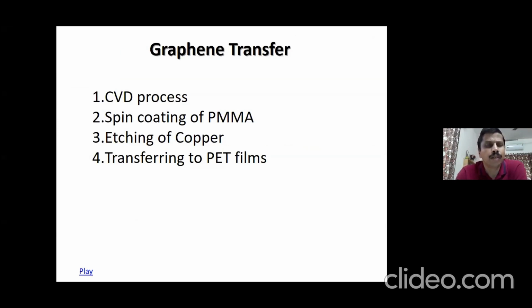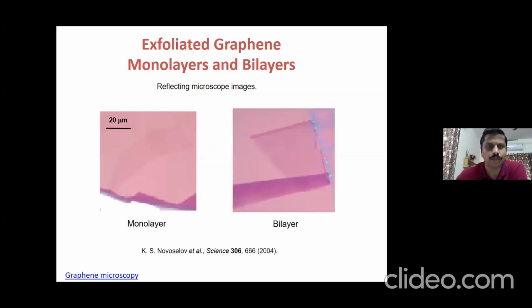Then you just dry it, followed by etching away the copper. So the graphene will be on the PMMA sheet. Then you can transfer it to any substrate just by dissolving the PMMA using some solvent like acetone, right? So you can transfer the graphene to wherever you require. So that's a very simple process.